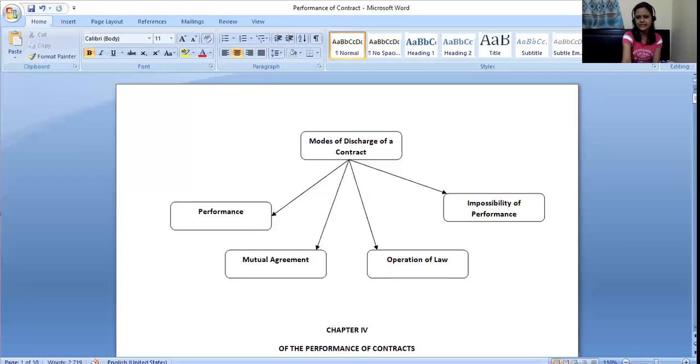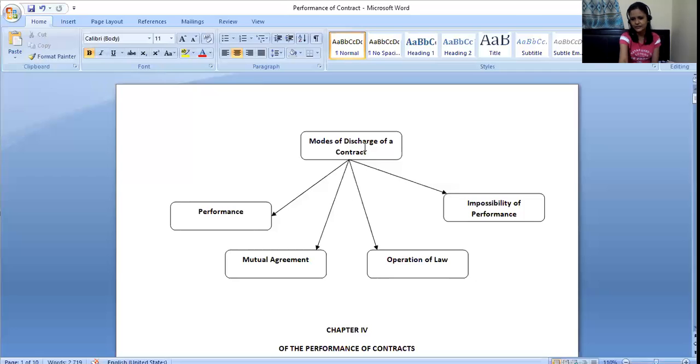And last is impossibility of performance, where the contract becomes impossible. It may be because the contract itself was a void agreement, or because one of the parties died, or because there are certain changes in the law and we cannot perform it, or there may be certain other reasons also.